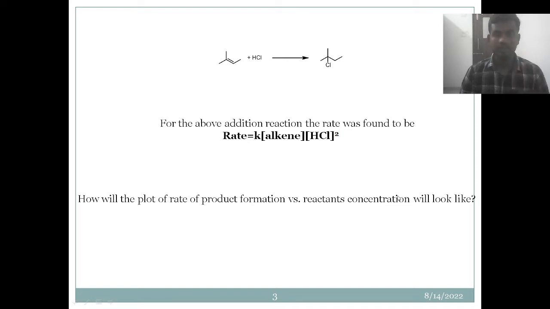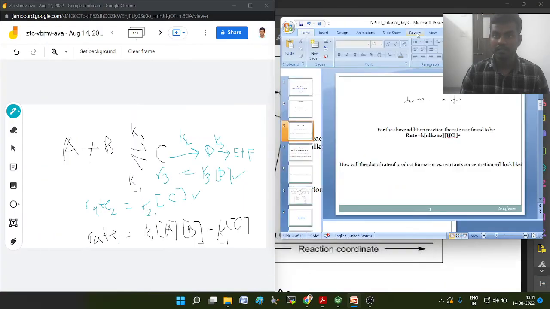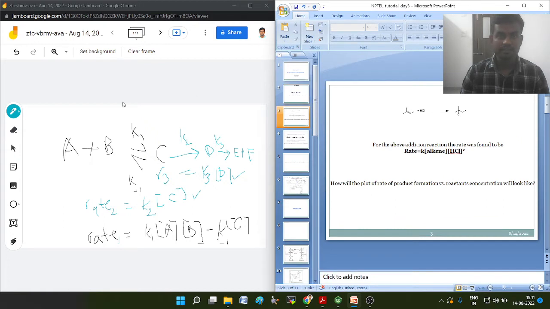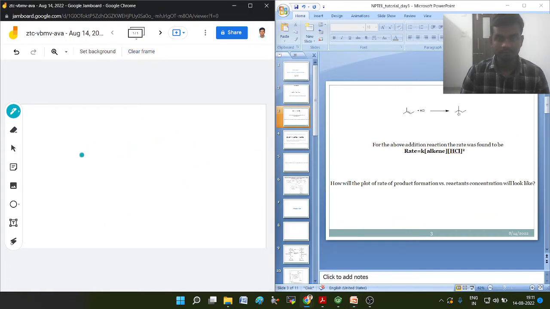Remember, when we draw such plots, we are assuming that one of the reactants is in high concentration, so overall it doesn't affect the other. So how will you do that? Let's see. So again, I will make it like this and clear the frame. So simple. I will write it as A plus B, where A is the alkene and B is the HCl, and then product P. P is the fluorinated hydrocarbon.